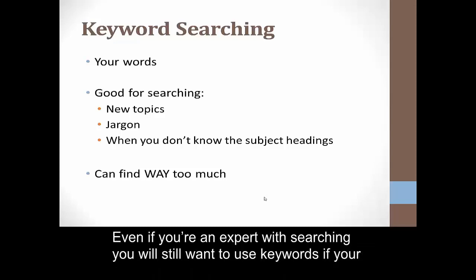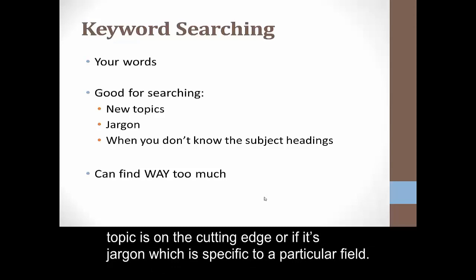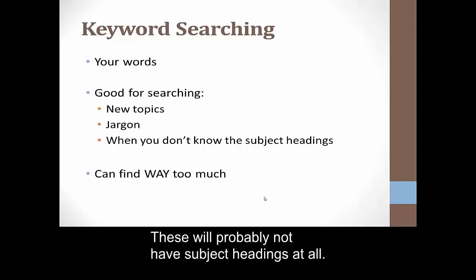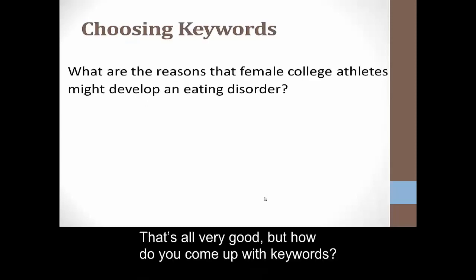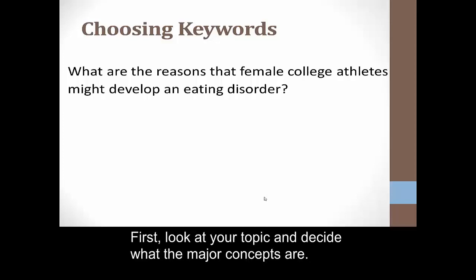Even if you're an expert with searching, you will still want to use keywords if your topic's on the cutting edge or if it's jargon, which is specific to a particular field. These will probably not have subject headings at all. One warning is that keyword searching is not precise, and you may end up with way more than you would ever want to look through. That's all very good, but how do you come up with keywords? First, look at your topic and decide what the major concepts are.